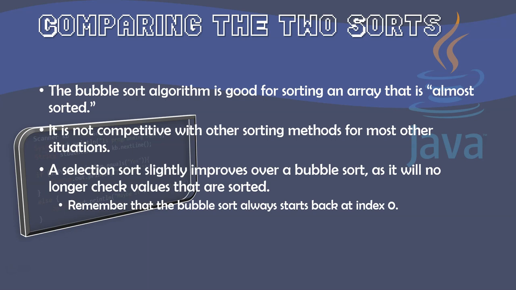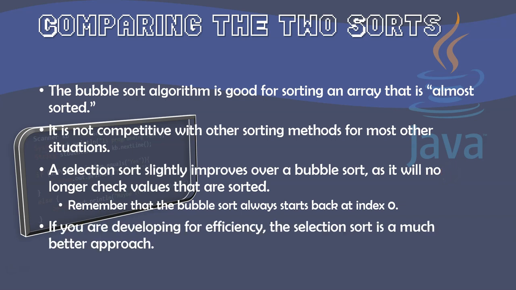A selection sort is a slight improvement over a bubble sort. It's not the best option; we'll talk about that much further down the road. But a selection sort no longer checks values that are already sorted. And if you remember, bubble sorts are always going to start back at index 0, which means they are going to have more cycles that they have to go through.